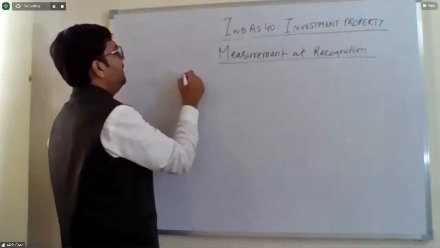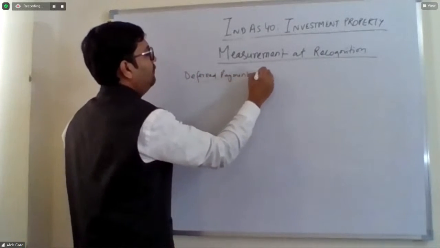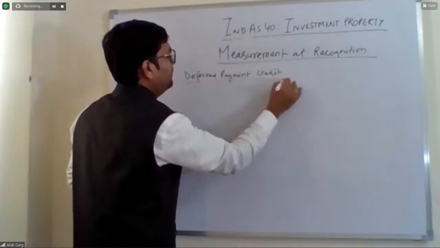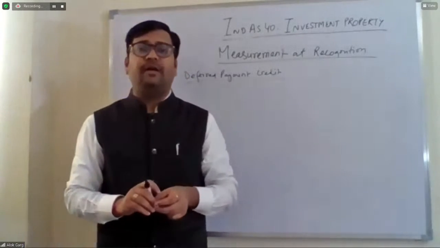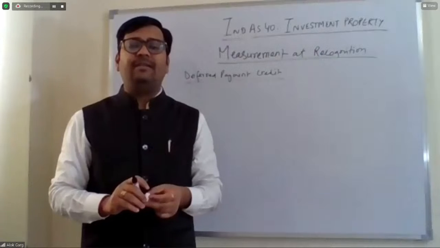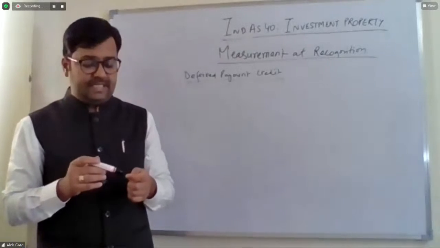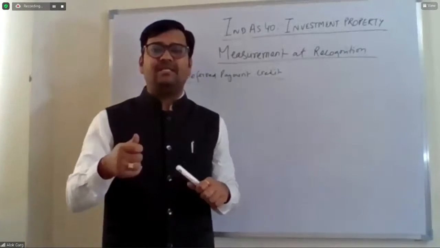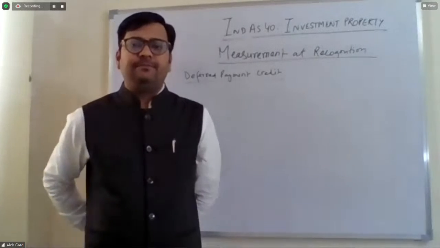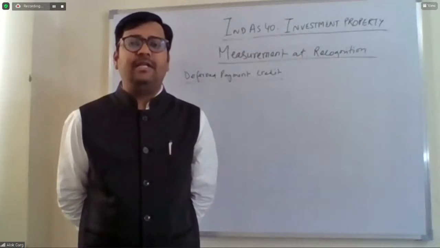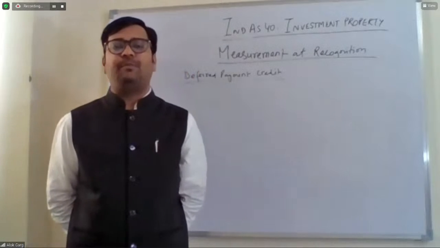Now the second concept is deferred payment credit. What is this concept? For example, the company has acquired a building or a land on a deferred payment credit basis. If the company purchased the building on a cash basis, the cost would be 1 crore. But the company says it doesn't have money as of now, so it can pay 50 lakh rupees now and another 50 lakh rupees after 2 years.